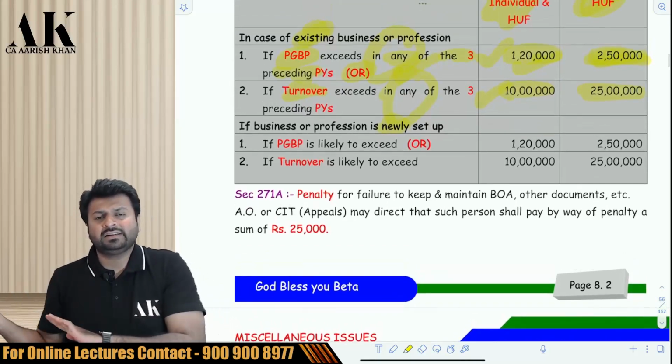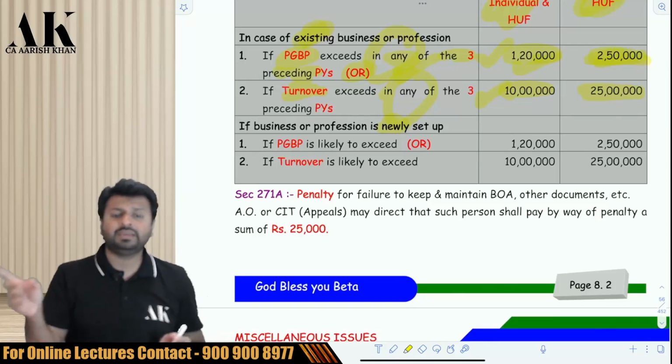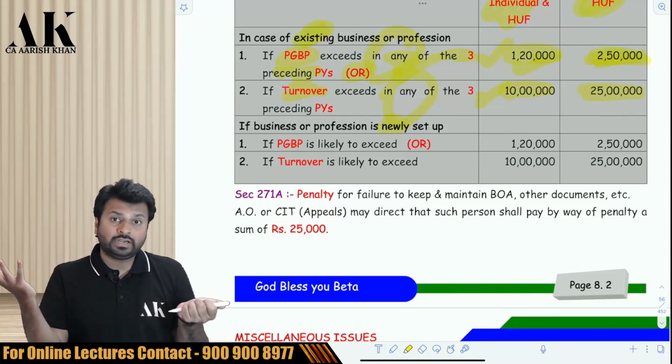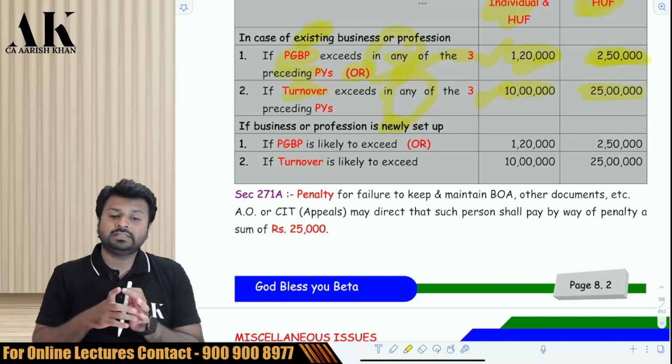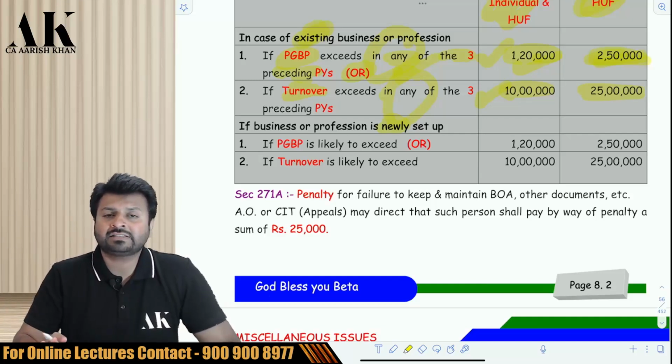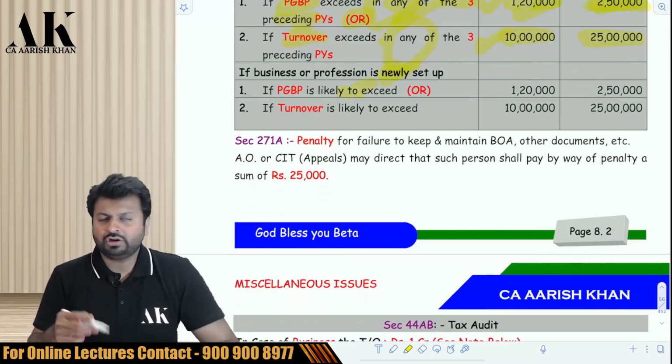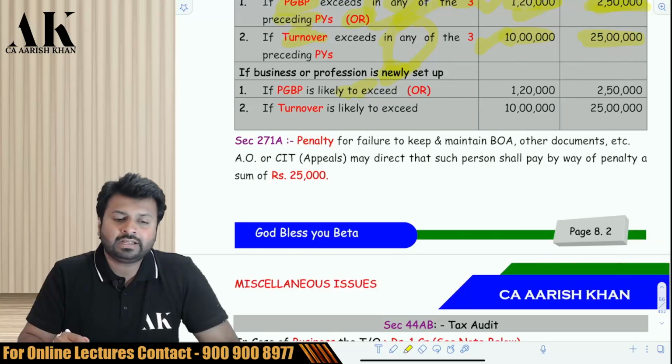So in the last 3 years, if in any of the 3 years your PGBP exceeds 1.2 lakhs or 2.5 lakhs, or if this is not getting fulfilled, then if your turnover exceeds 10 lakh or 25 lakhs in any of the last 3 years, you are supposed to maintain books of accounts. Similarly, for a newly set up business, you have to check these limits in the current year, that is, in the current financial year.